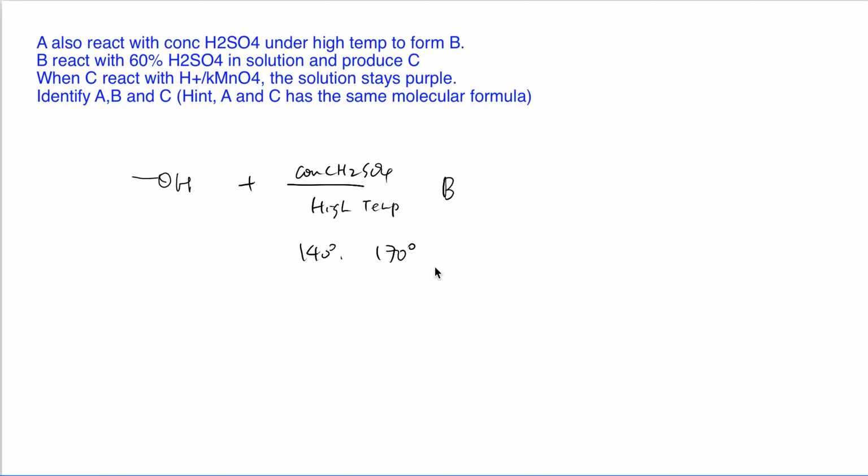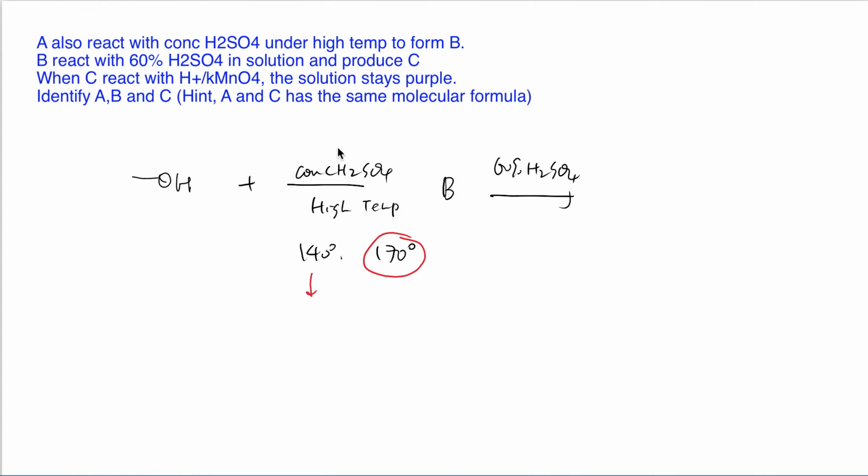At this moment, we can't decide which temperature, but when you read the second sentence, it will tell you the information. It says B reacts with 60% H2SO4. Race, could you please tell me, based on this condition, is the temperature 140 degrees or 170 degrees? Yeah, it must be 170 degrees, right?